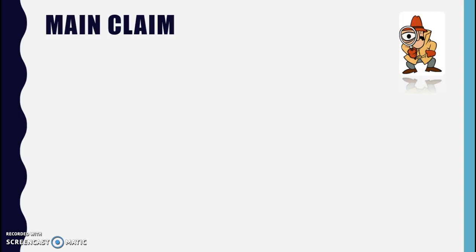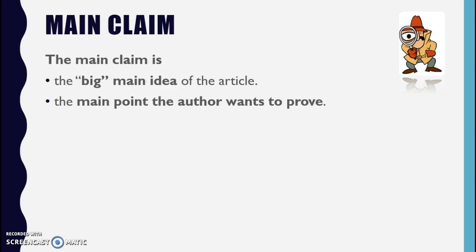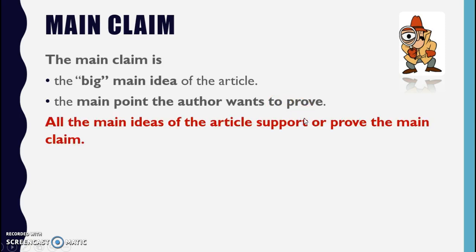So first let's review, what is a main claim? Well, first of all, it's that big main idea of the article, and basically it's what the author wants to prove. And if we want to prove something, we have to give some kind of evidence. And that's what all the main ideas of the article do. They're there to support or prove the main claim.